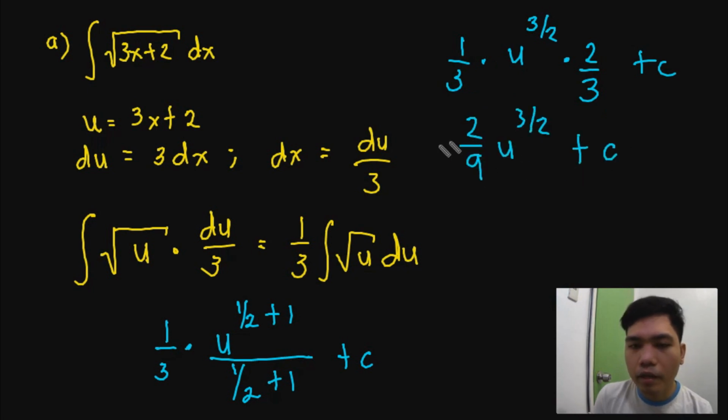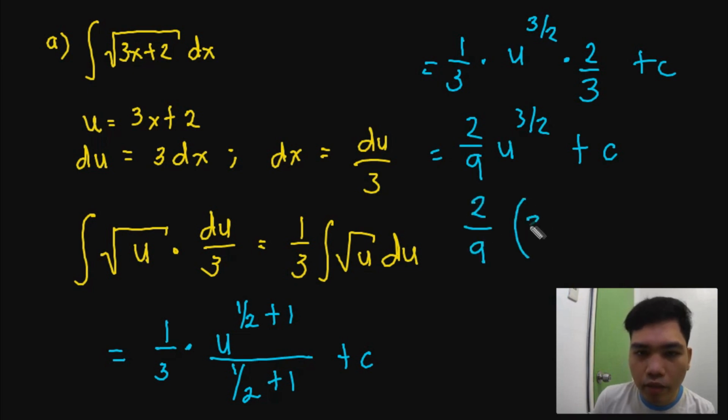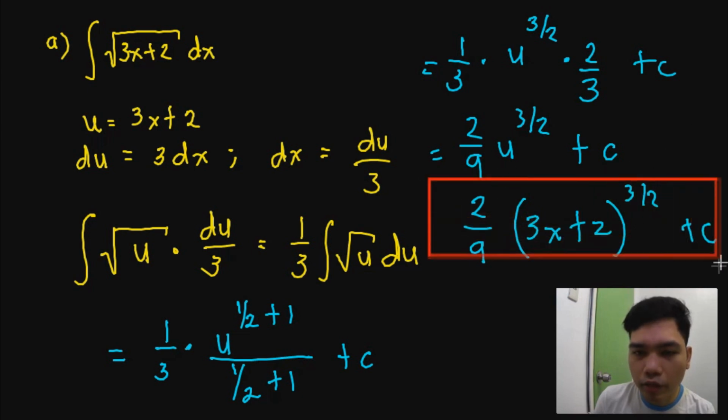But then again, the answer here should be expressed in terms of x rather than u, kasi this one is just our substitution to the original equation, and we need to actually represent this in terms of the original variable. So in that case, that should be x. So with that being said, the equivalent of u is 2 over 9, and then that is (3x plus 2) raised to 3/2 and then plus c. So this is supposedly your final answer.